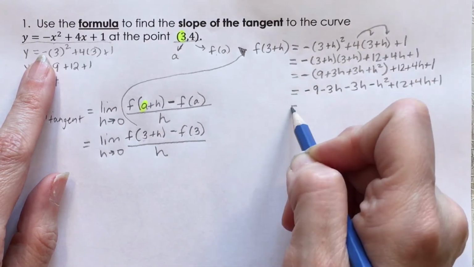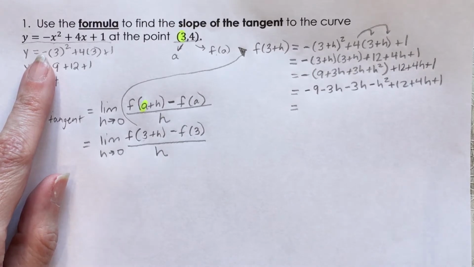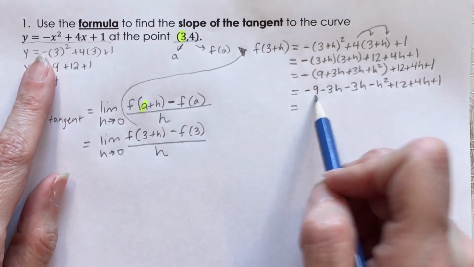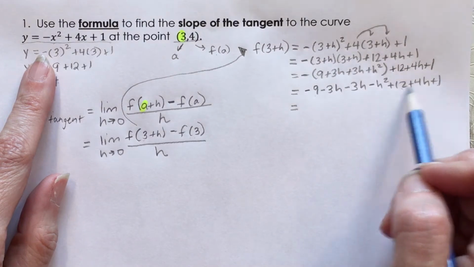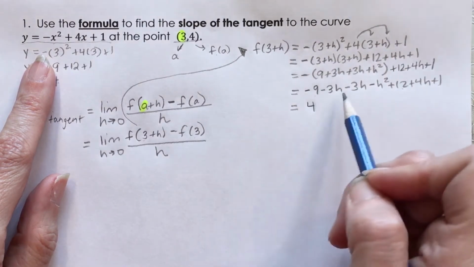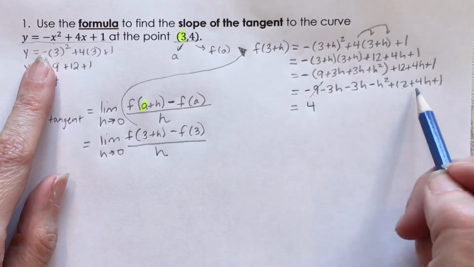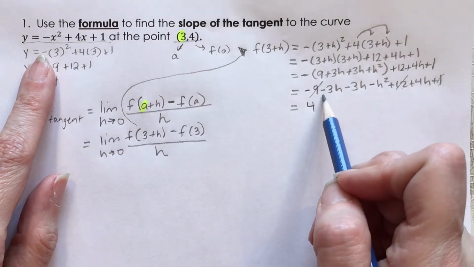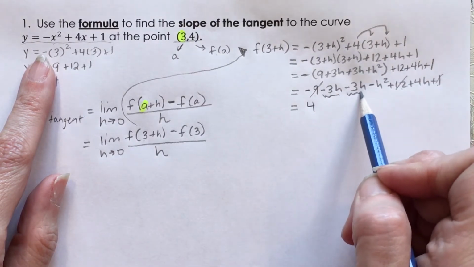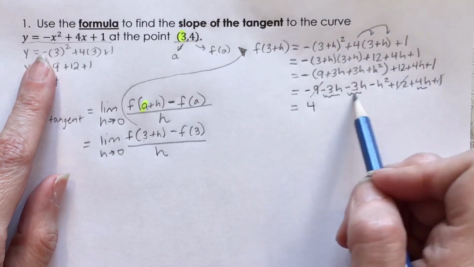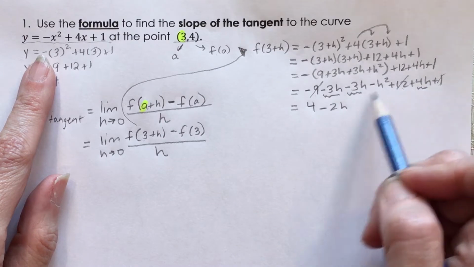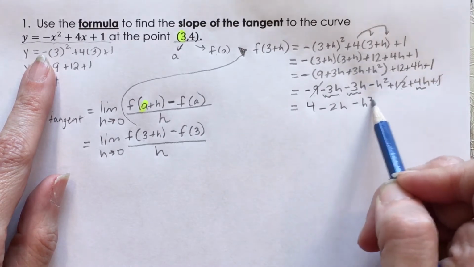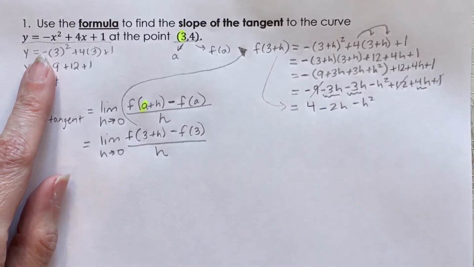And then collect like terms. So negative 9 with the positive 12 gives me 3. Plus 1 is 4. So those are used. Then I've got negative 3h minus 3h plus 4h, so that's going to be negative 2h. And then negative h squared. So that's f at 3 plus h right there.